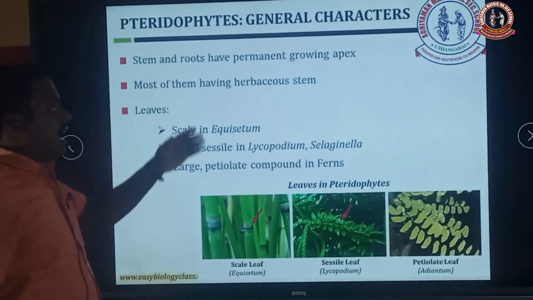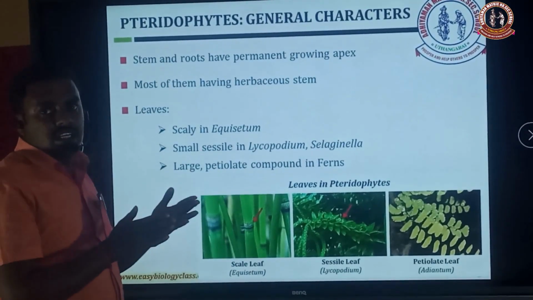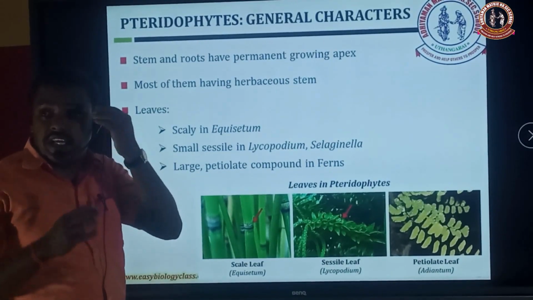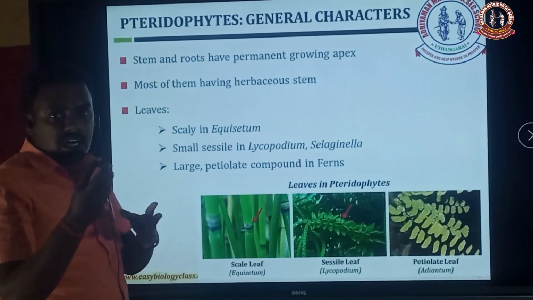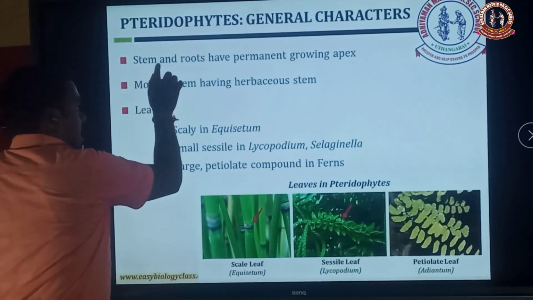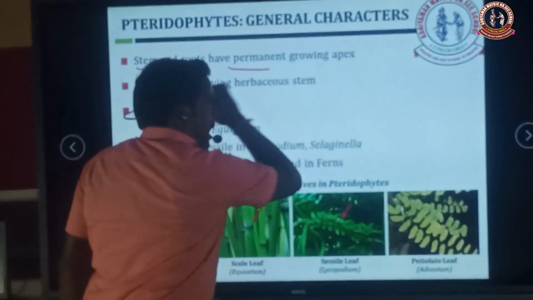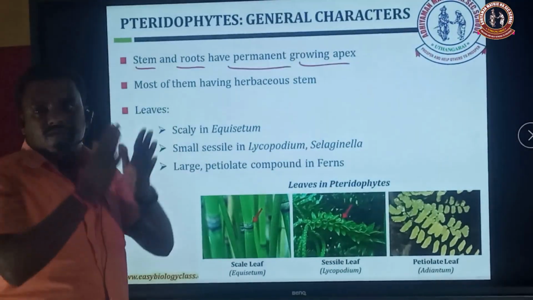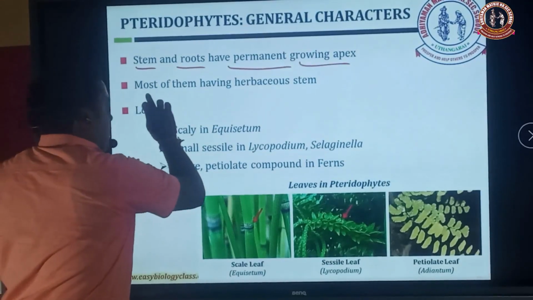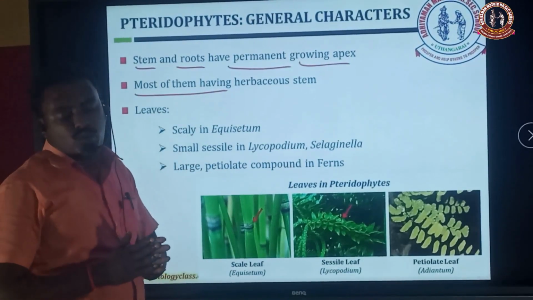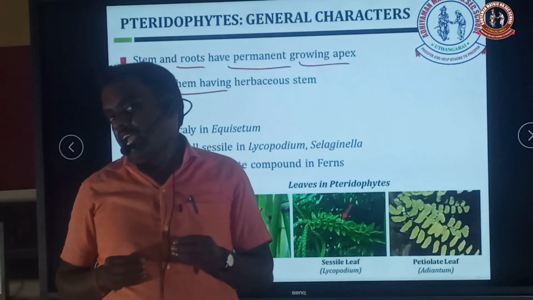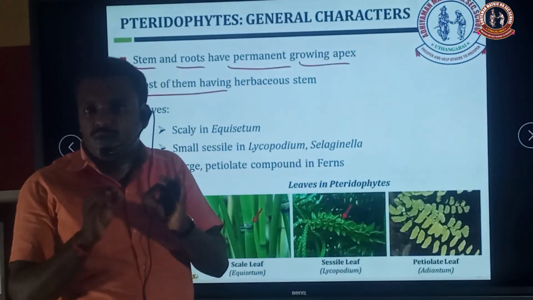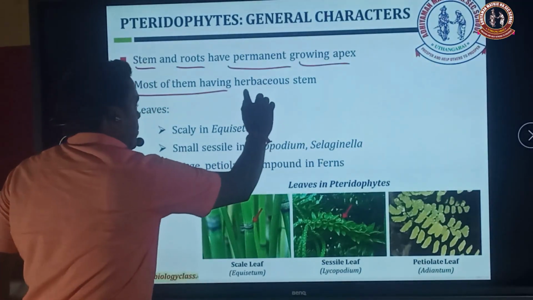Then next one, stem and roots have permanent growing apex. Already we discussed it: the pteridophyte is a vascular cryptogam. The plant body is differentiated into root, stem and leaves. The stem and root have a permanent growing apex, that means growing tips are present in the plant body of pteridophytes. The next one, most of them have a herbaceous stem, meaning the stem is soft, not hard. The stem is only soft, that is called a herbaceous stem.